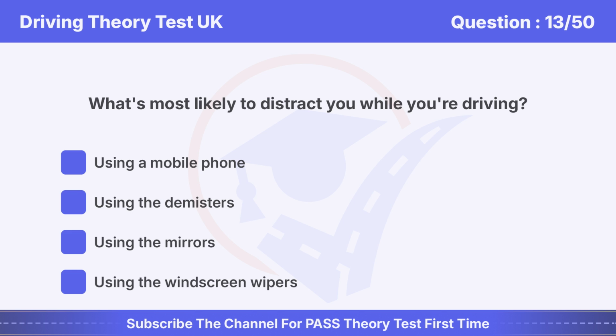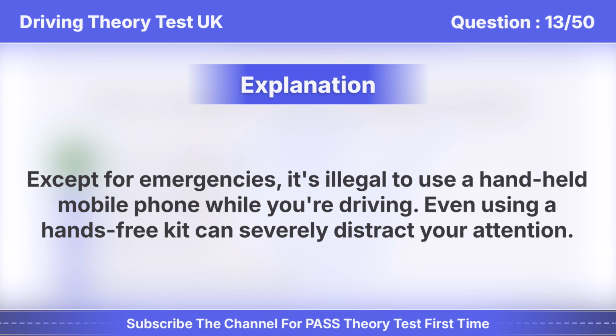Question 13. What's most likely to distract you while you're driving? Answer is A. Using a mobile phone. Except for emergencies, it's illegal to use a handheld mobile phone while you're driving. Even using a hands-free kit can severely distract your attention.